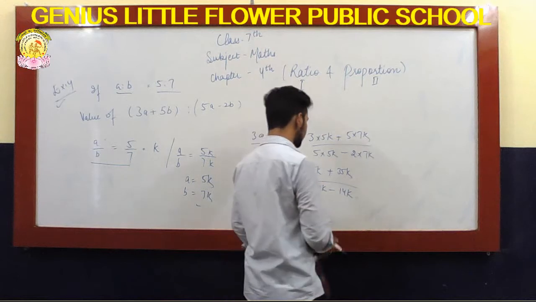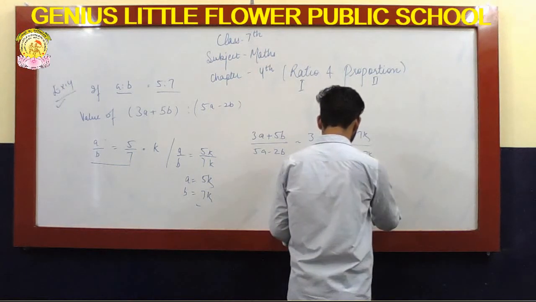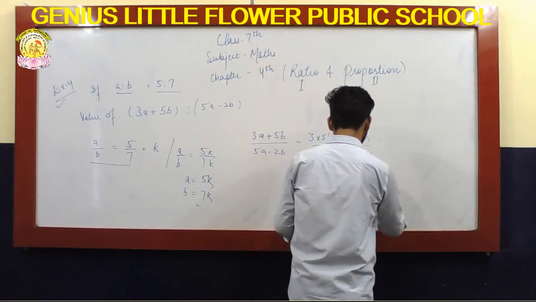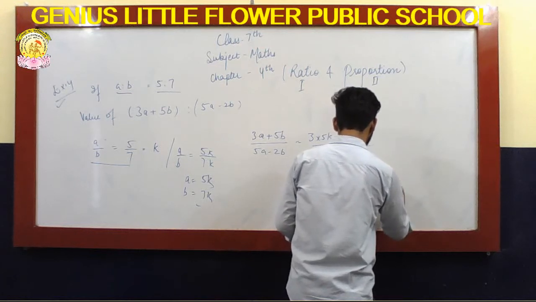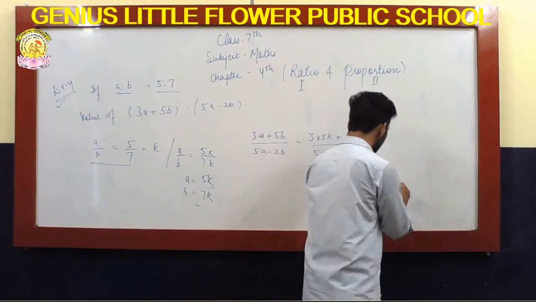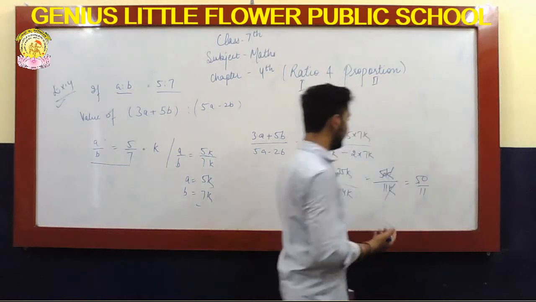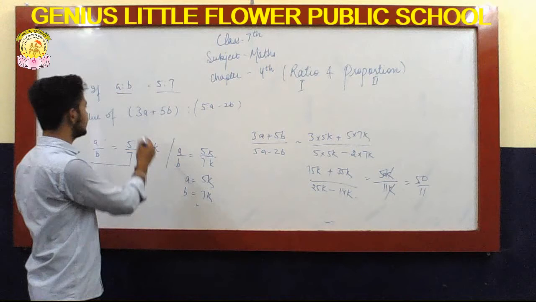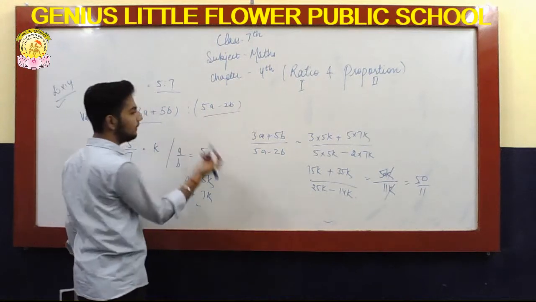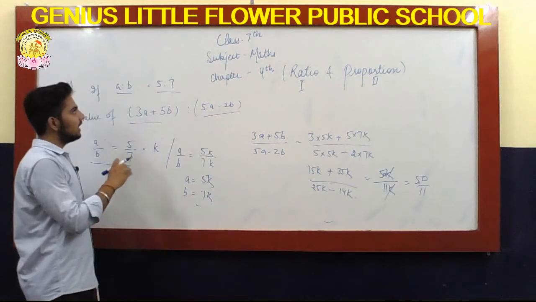So what will you get? You will get 50k divided by 11k. So k will be cancelled and the ratio will be 50 by 11. So here you got the exact value of this ratio, which is 50 by 11. Like this we have to solve these examples.